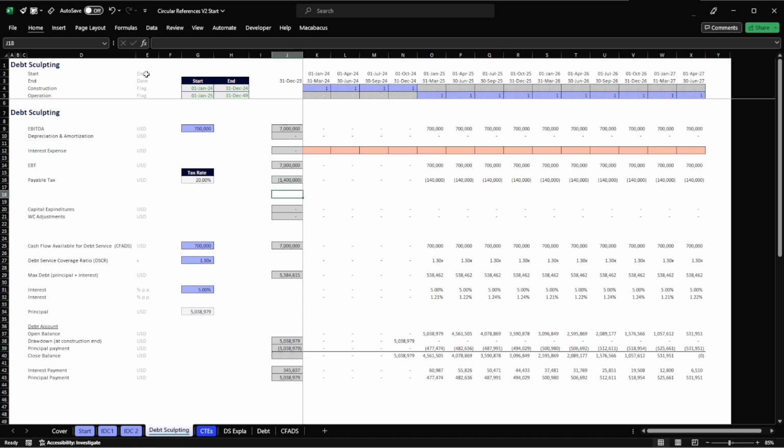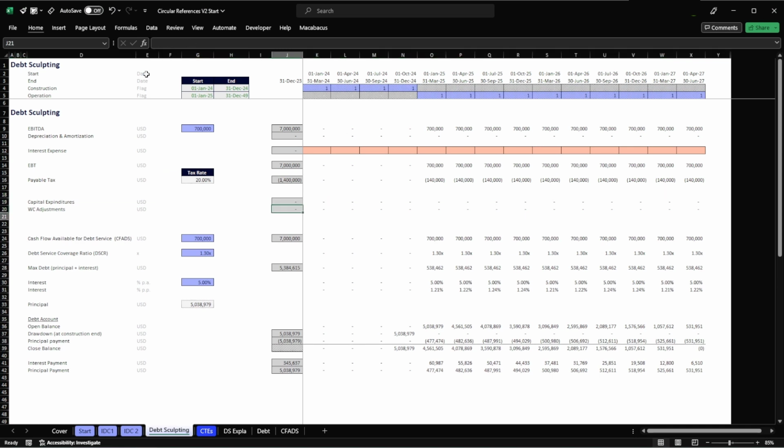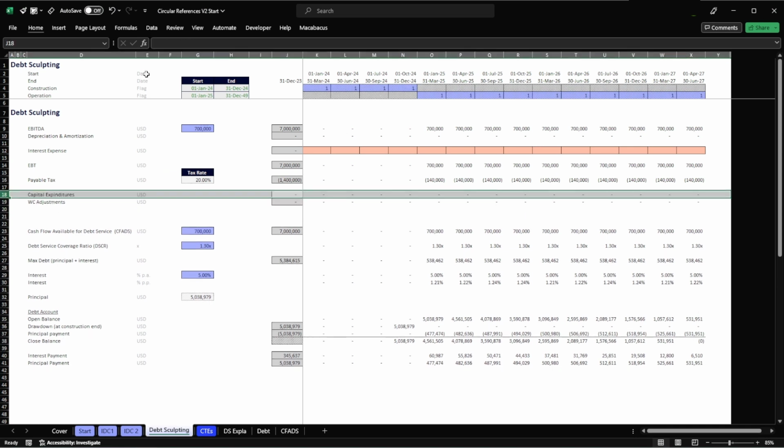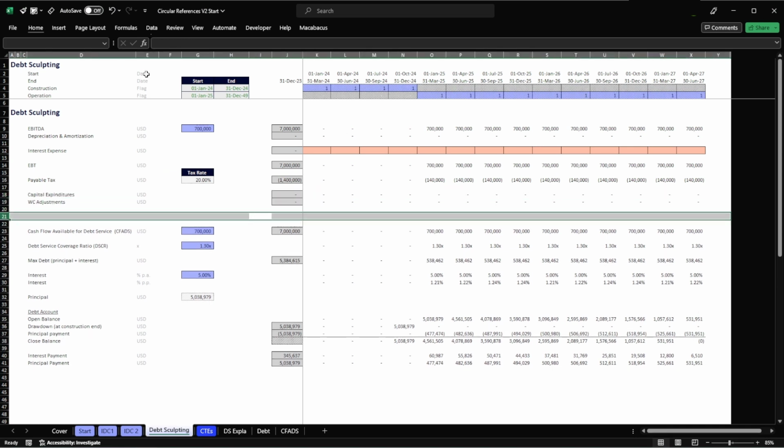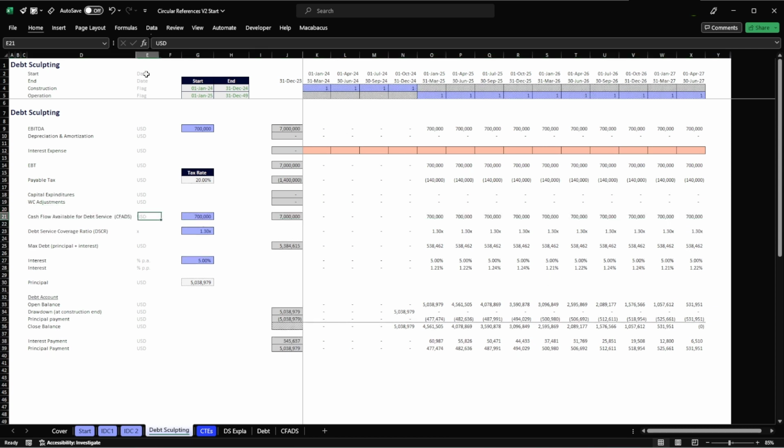Then we're going to have our capital adjustment and working capital, which is 0. And then finally, we're going to have our CFADS, because now we have everything to calculate it. So we have the EBITDA, the depreciation and amortization, the interest expense, our tax payable, and then these capital expenditures and the working capital adjustments. That's everything we have for now.